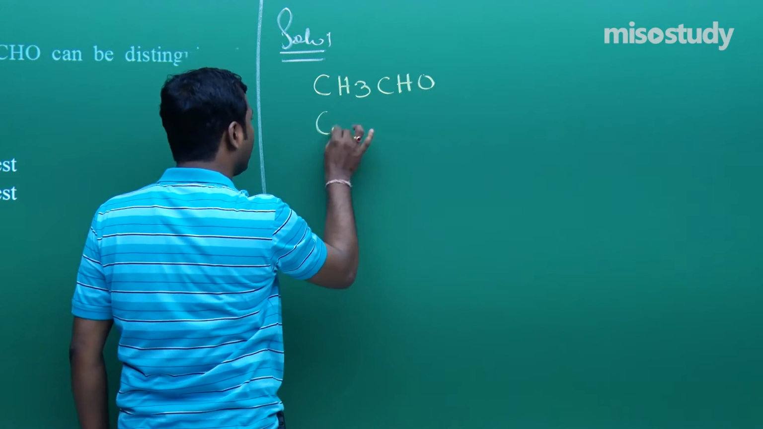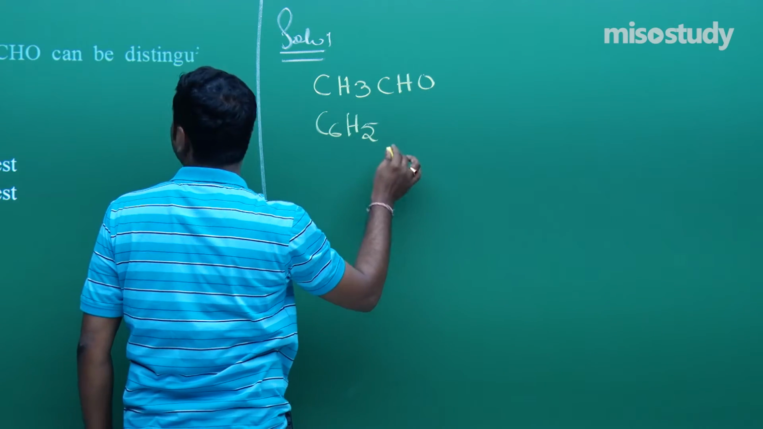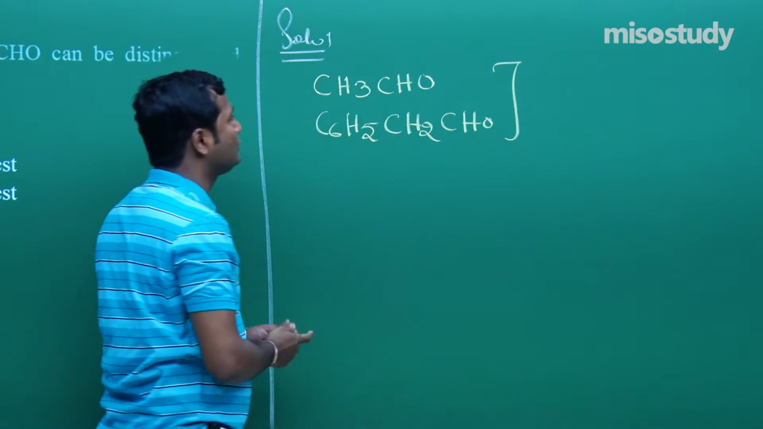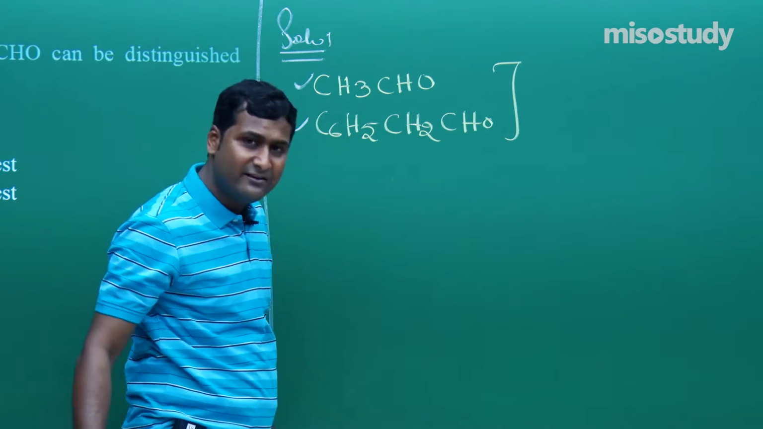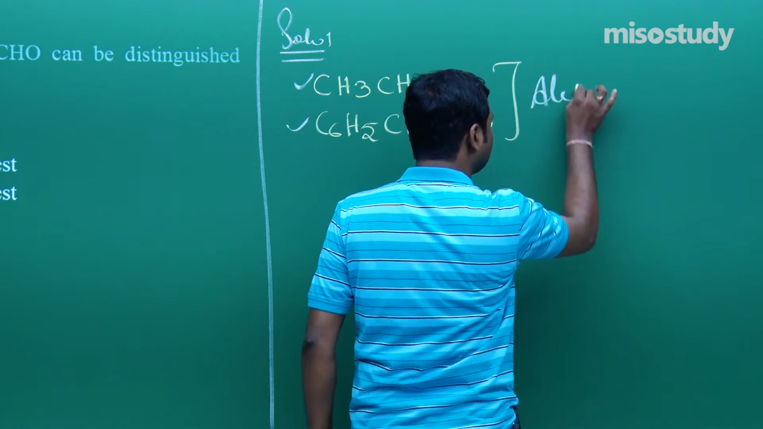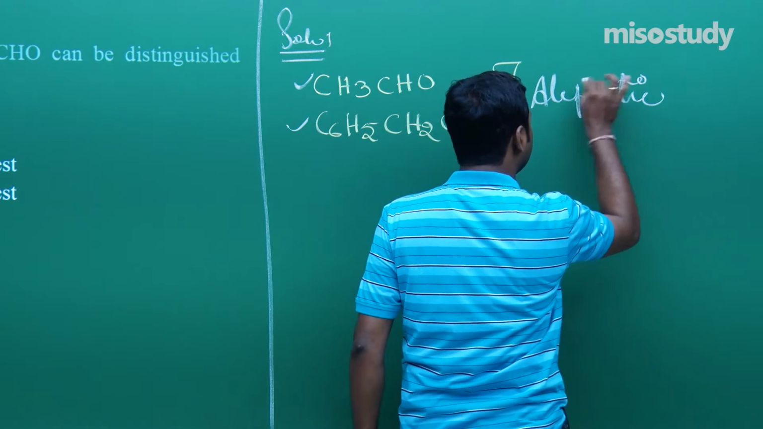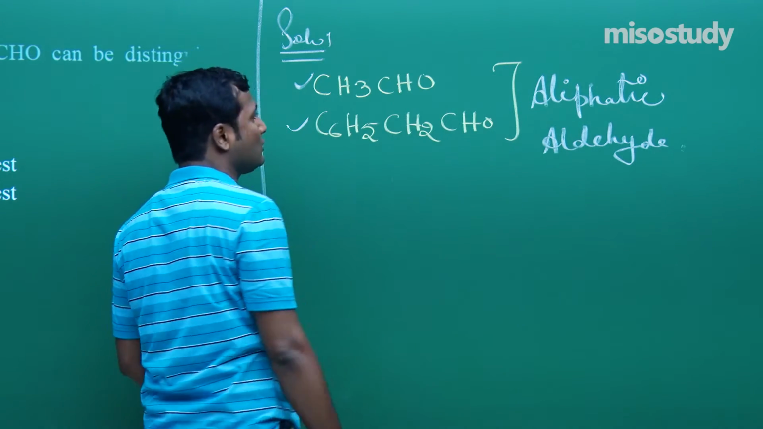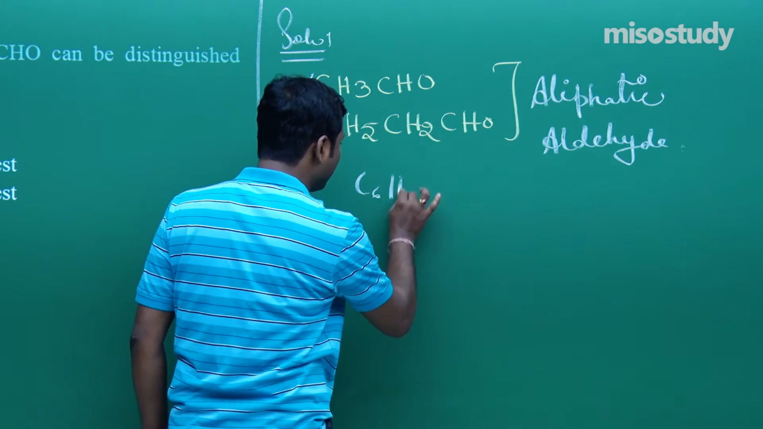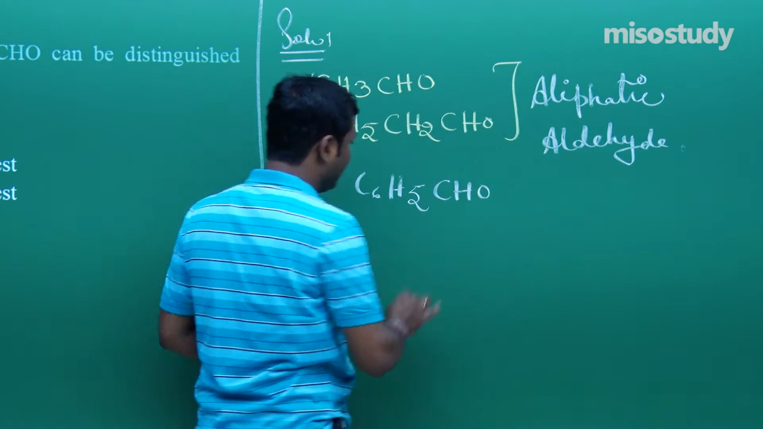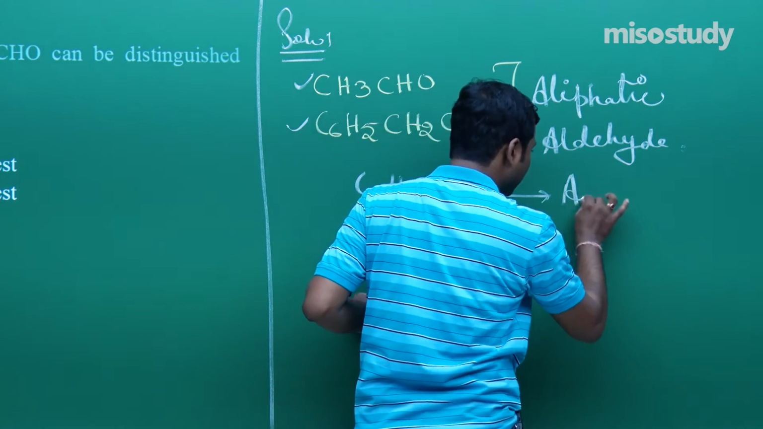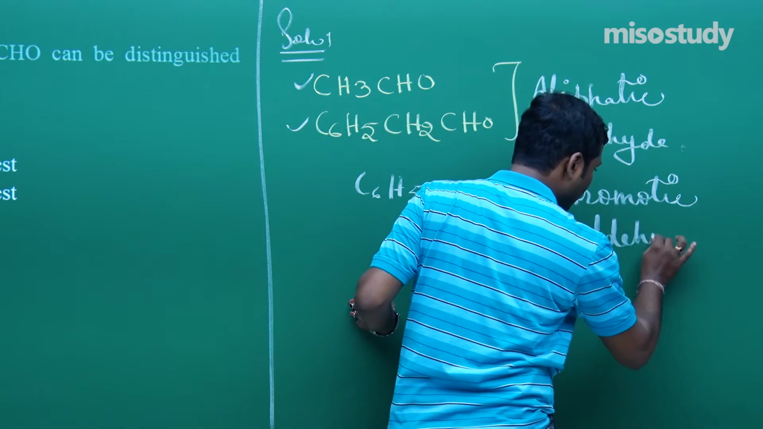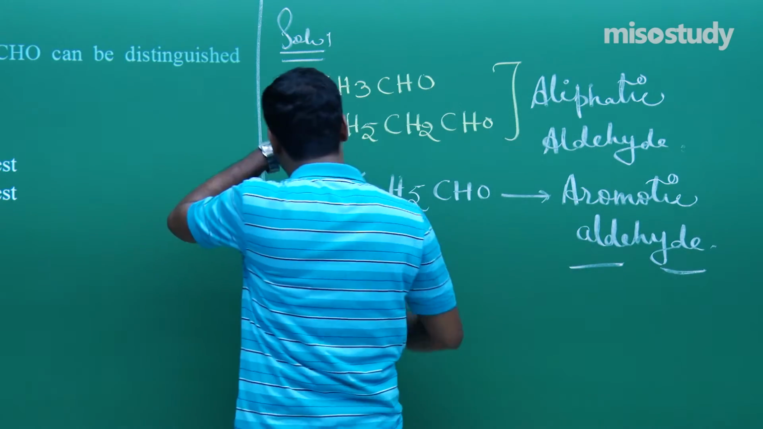If I talk about CH3CHO, and if I talk about C6H5CH2CHO, these two are aliphatic aldehydes, clear? But if I compare this with C6H5CHO, this one is an aromatic aldehyde, clear? Now what does the question say?